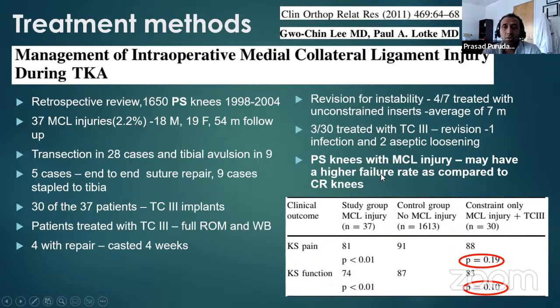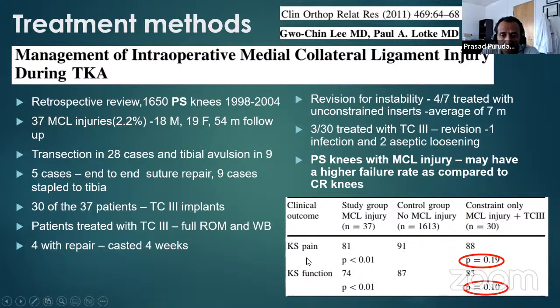So they found that 4 of the 7 patients who were treated with unconstrained inserts, that is the standard PS inserts, required revision for instability at an average of 7 months. And 3 of the 30 patients who were treated with TC3 required revisions, 1 of them for infection, 2 for aseptic loosening.